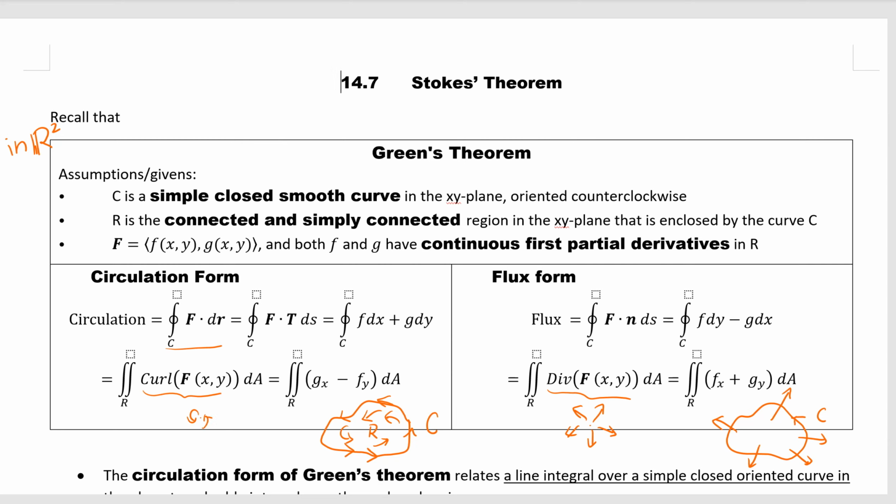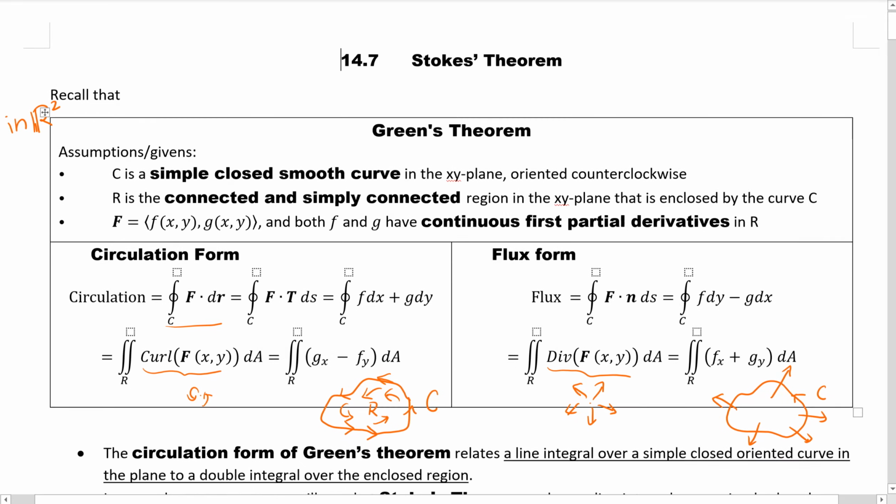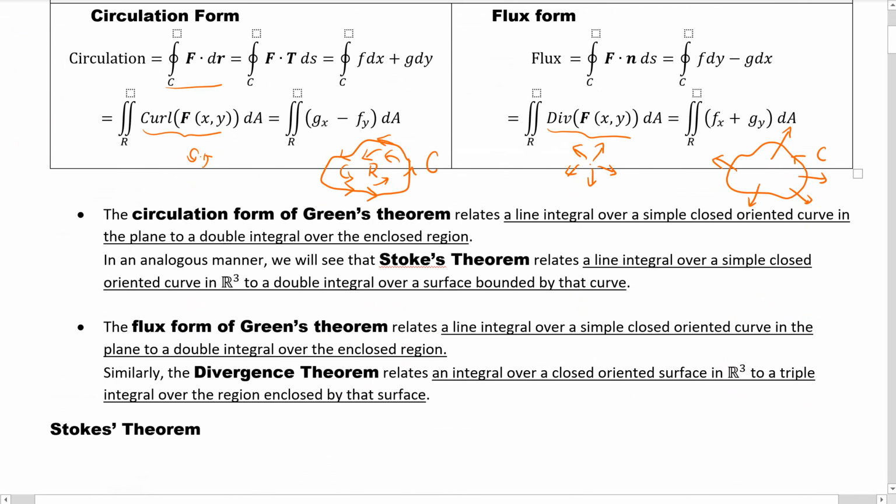Okay. All right. Then how do we extend this idea to R3? In R3, the circulation form of Green's theorem relates a line integral over a simple closed oriented curve in the plane to a double integral over the enclosed region. In an analogous manner, we'll see that Stokes' theorem relates a line integral over a simple closed oriented curve in R3, in space, to a double integral over a surface bounded by that curve.